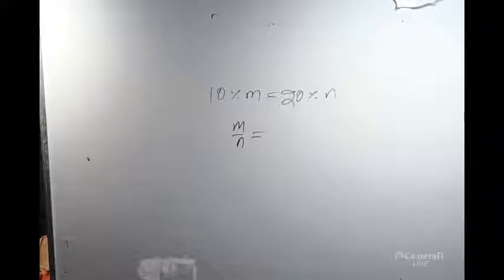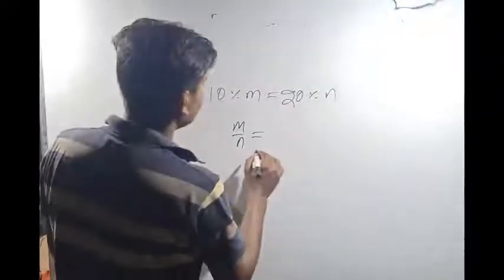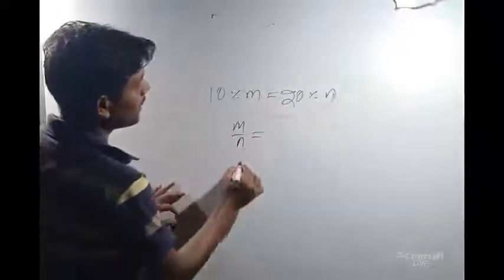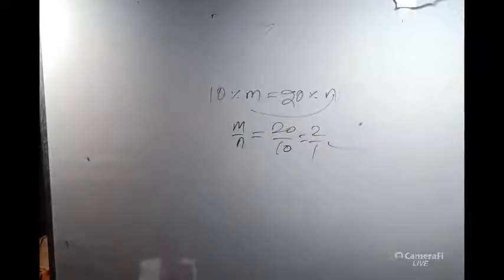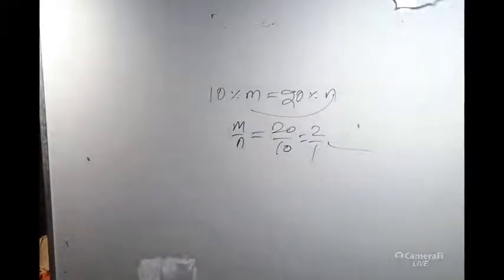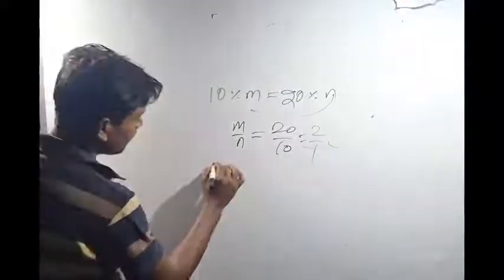Change the pattern. Twist 1. This is m by n, which is 20 by 10, which is 2 by 1. Then next question.